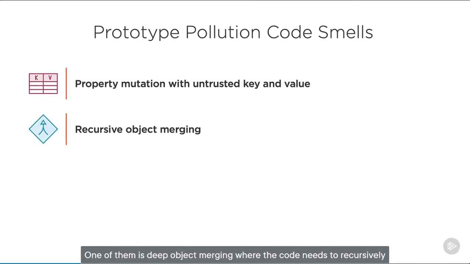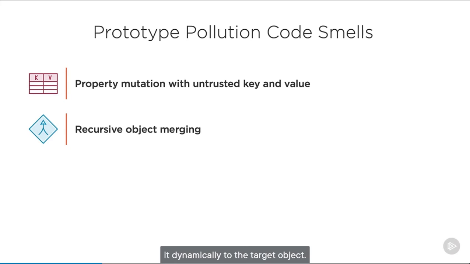One of them is deep object merging, where the code needs to recursively process each key and value in the source object tree and assign or add it dynamically to the target object. The code that implements this functionality is often generic and works for any shape of the source object and uses the vulnerable pattern under the hood. If the source object can be manipulated by the attacker, it can be used to launch a prototype pollution attack.